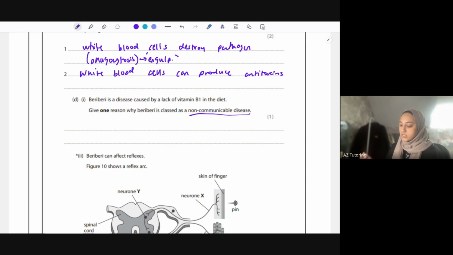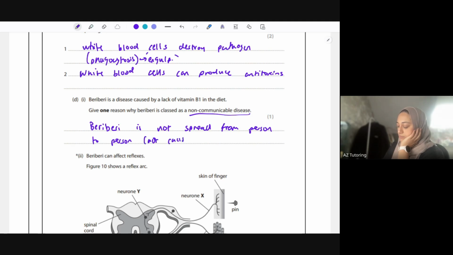So all you would just say is, give one reason why beriberi is classed as a non-communicable disease. You would say beriberi is not spread from person to person. So essentially not caused by a pathogen. It's caused by lack of B1 in the diet, right? So that's not spreading from person to person.